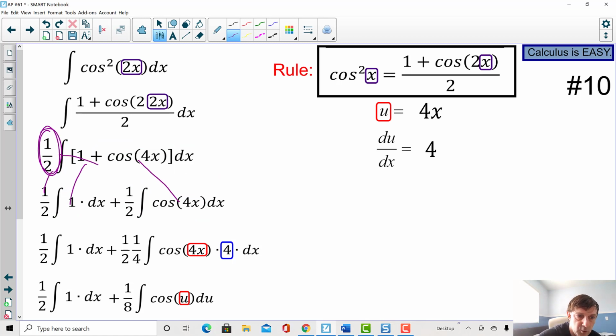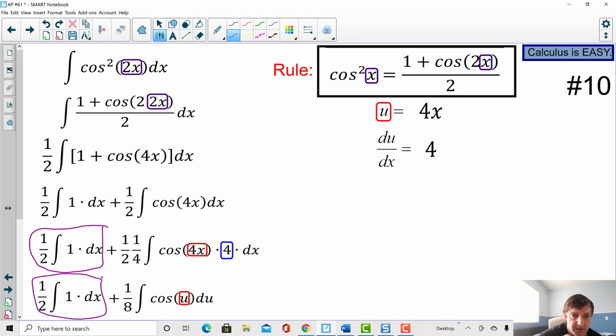The 1/2 has to go on both pieces. I think most of you can see that this is going to be a very easy integral to do over here. But this integral is going to be tricky. We're going to need a u substitution for that.